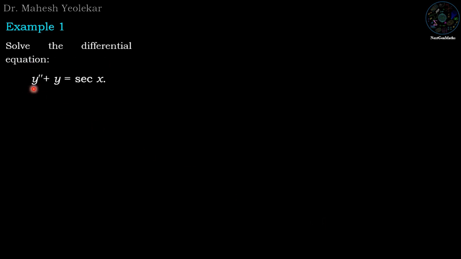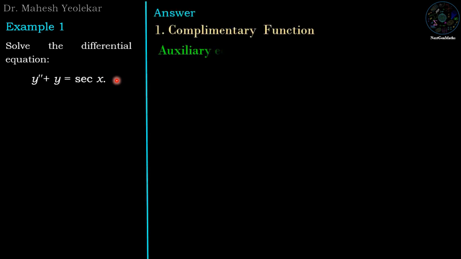Solve the differential equation y double dash plus y equal to sec x. First we are going to find the complementary function, and for that we require the auxiliary equation. To generate the auxiliary equation, we replace y by 1 and y double dash by lambda squared. Then lambda squared plus 1 equal to 0 is the auxiliary equation. The roots of the auxiliary equation are plus or minus i. These are complex conjugates.